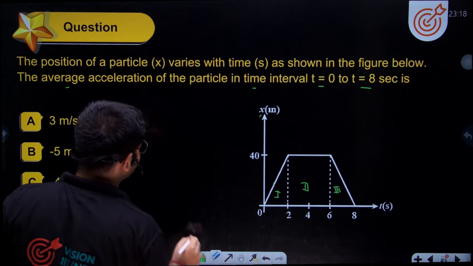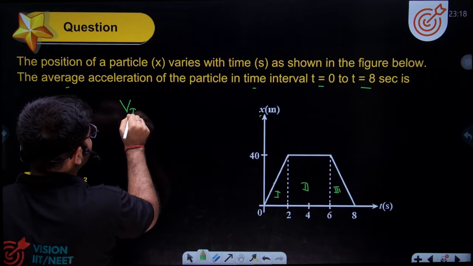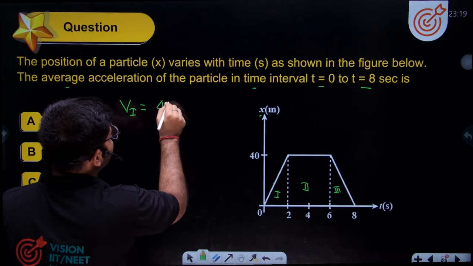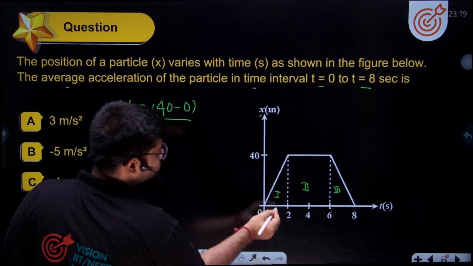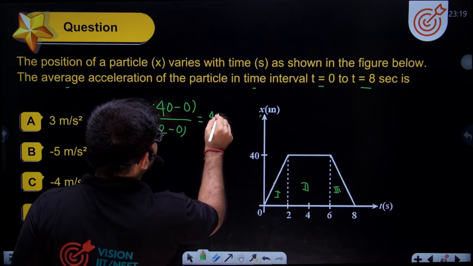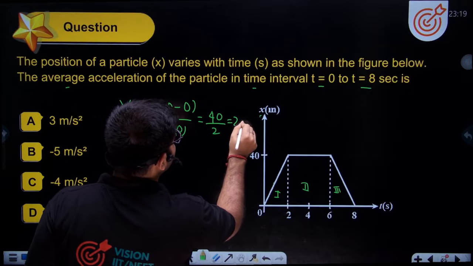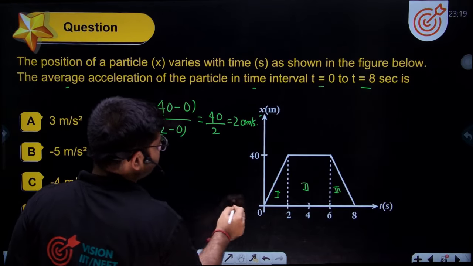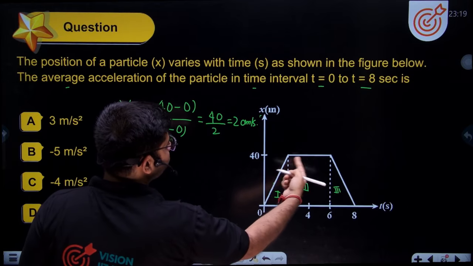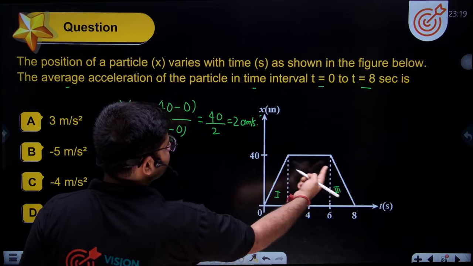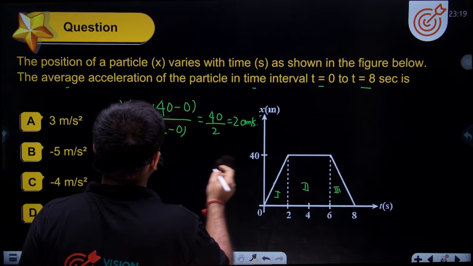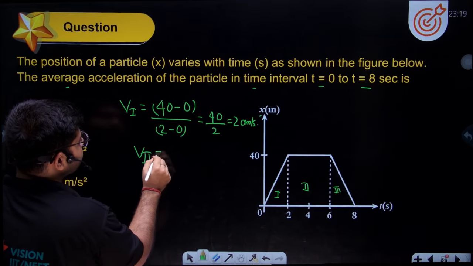Velocity in curve 1. So I will call it V1. This is 40 minus 0 divided by 2 minus 0. So this is going to be 40 by 2, 20 meter per second. This is the velocity V1. V2 is 0. The velocity is 0 because it is not changing. The x is not changing. It is constant. So velocity is 0 at V2. So you can write V2 is equal to 0.